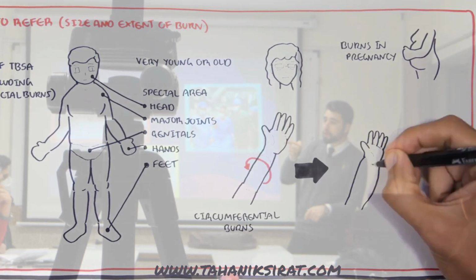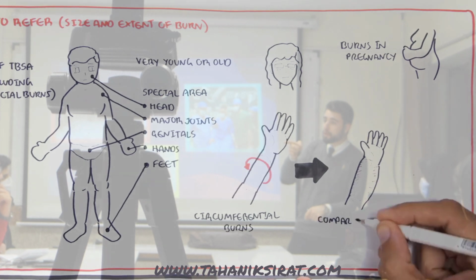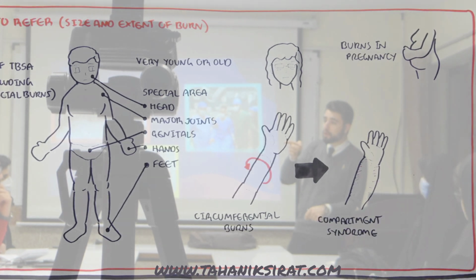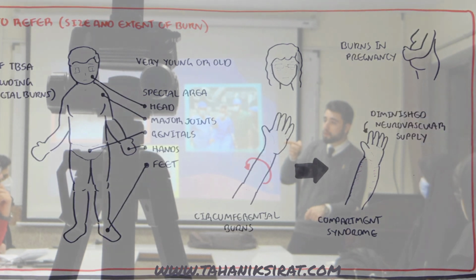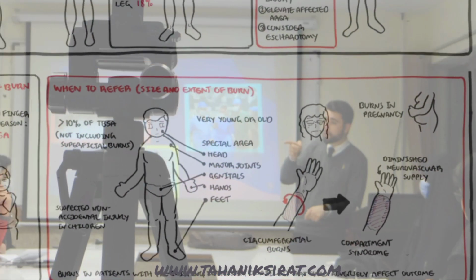Circumferential burns especially can progress to what is called compartment syndrome, where pressure and edema builds up in the muscular compartments, causing diminished neurovascular supply to the area, which can lead to irreversible damage and amputation of that limb or area if not saved early.